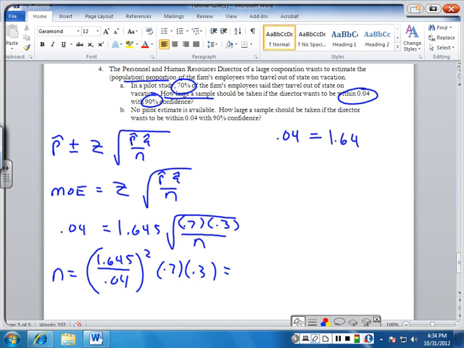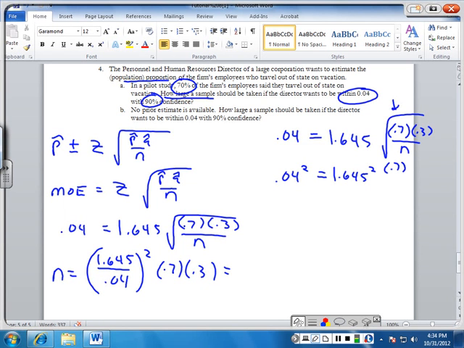And sometimes I want to show every step anyway because sometimes it's a little more complicated. This one isn't that bad. So anyway, first thing I'm going to do on this one is I want to get rid of that square root sign. I've got too much stuff under there. I'm going to have 0.04 squared is equal to 1.645 squared. And be careful here. You're not squaring the 0.7 and the 0.3. You just take the square root sign away.